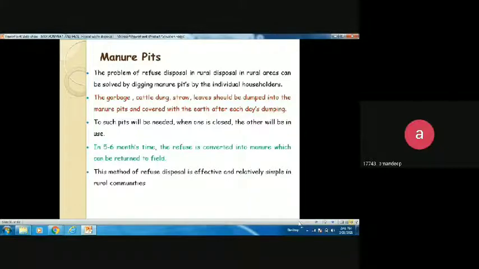Next is manure pits. The problem of refuse disposal in rural areas can be solved by digging manure pits by the individual householders. The garbage, cattle dung, straw, and leaves should be dumped into the manure pits and covered with earth after each day's dumping. Two such pits will be needed; when one is closed, the other will be in use. In 5 to 6 months' time, the refuse is converted into manure which can be returned to the field. This method of refuse disposal is effective and relatively simple in rural communities.